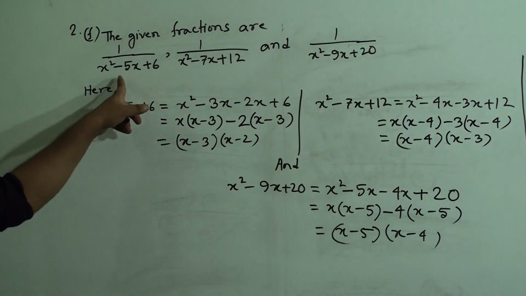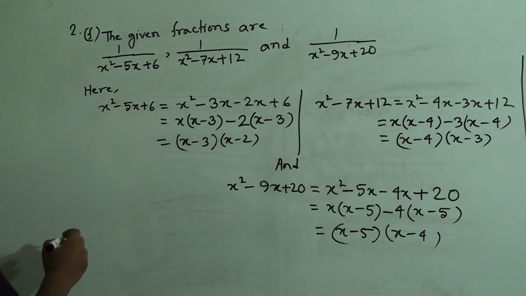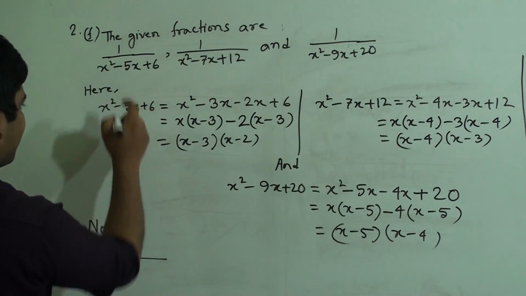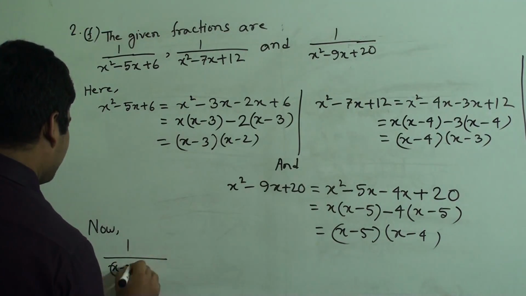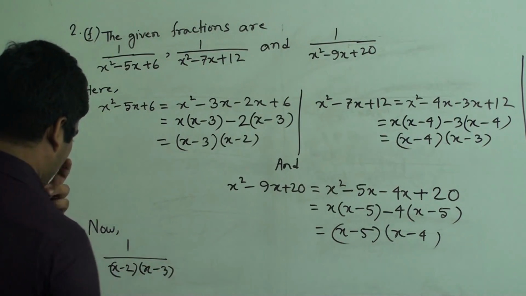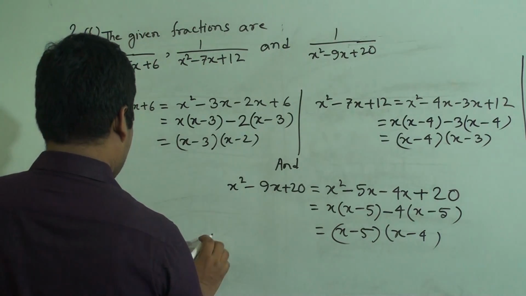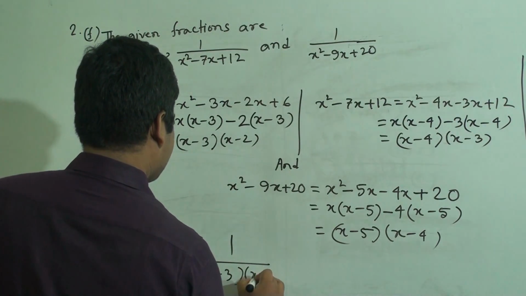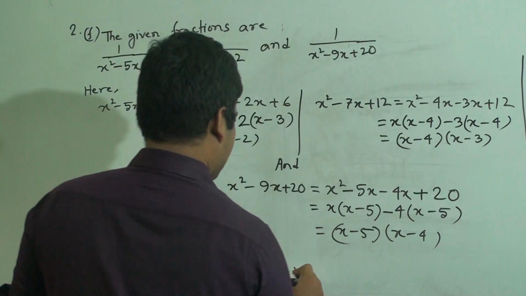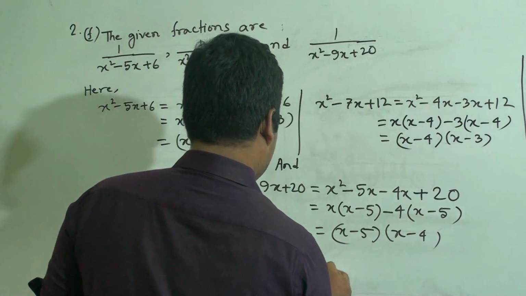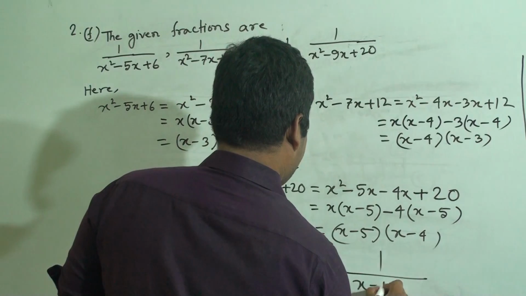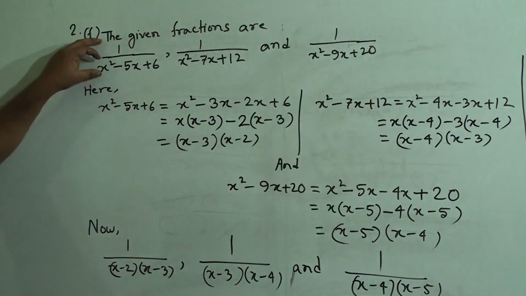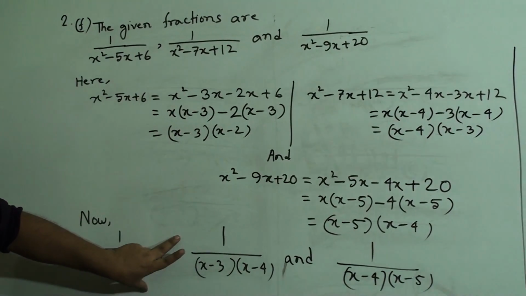Now we write the fraction this way. 1 by x minus 2, x minus 3, 1 by x minus 3, x minus 4, and 1 by x minus 4, x minus 5. Dear student, we write this fraction in this way.